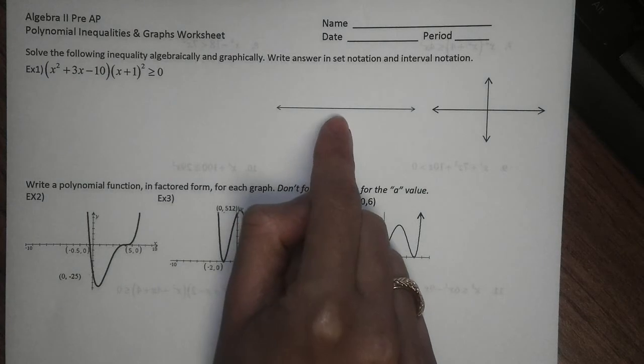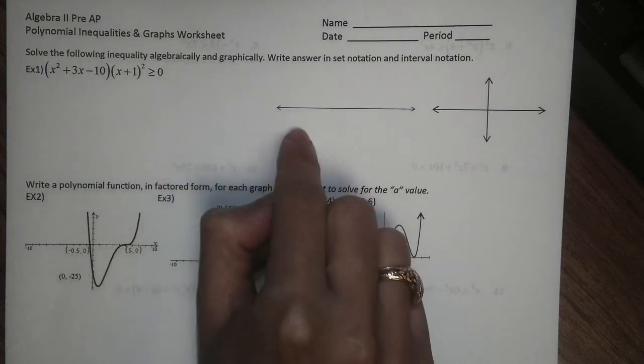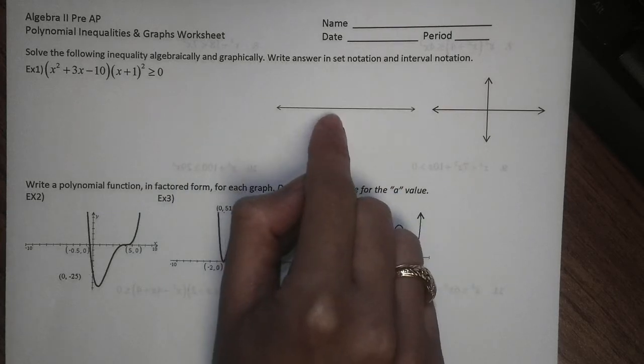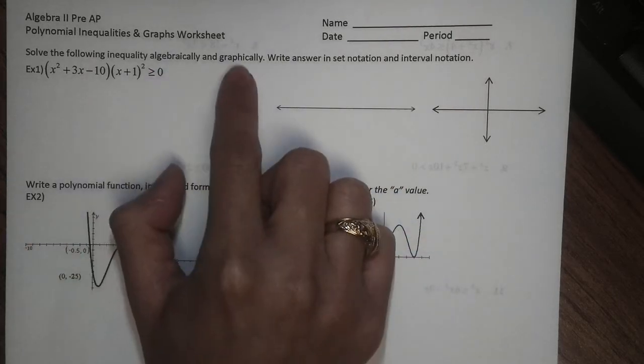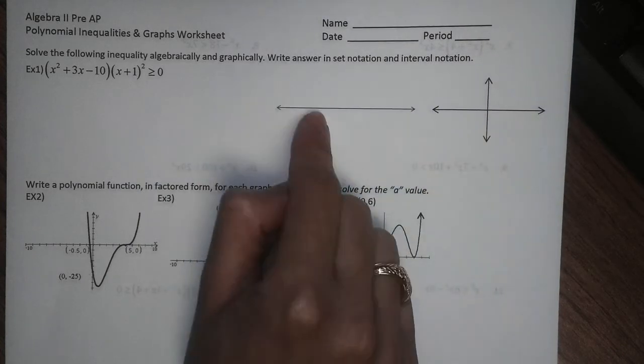The first way to solve a polynomial inequality is algebraically with a number line. The second way to solve it is graphically with a graph. So let's go with the first way.